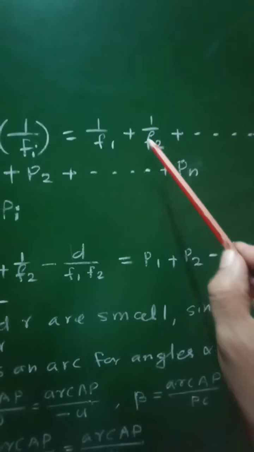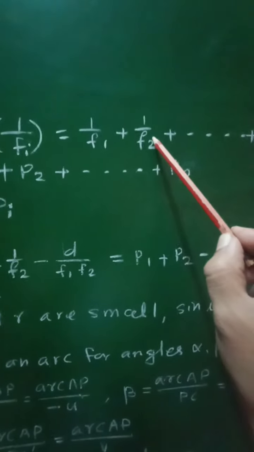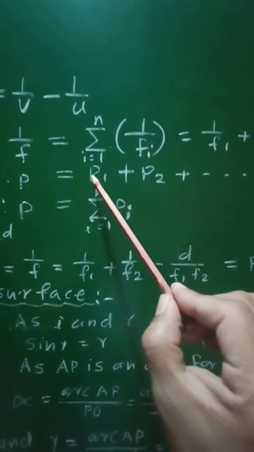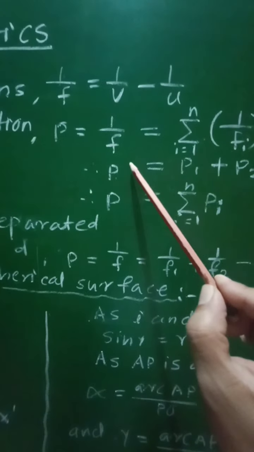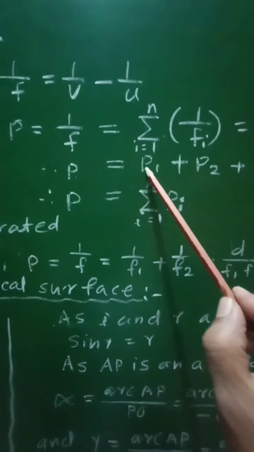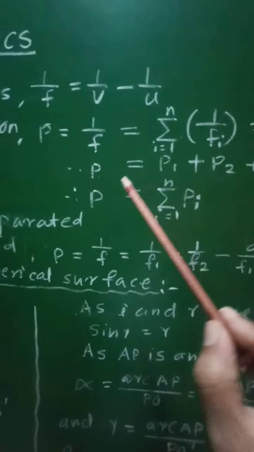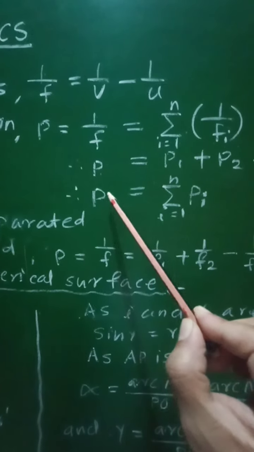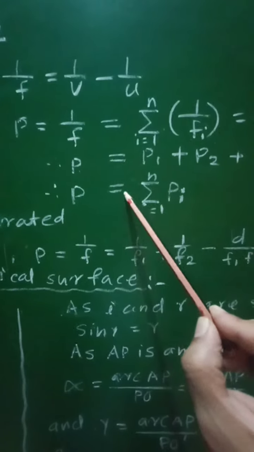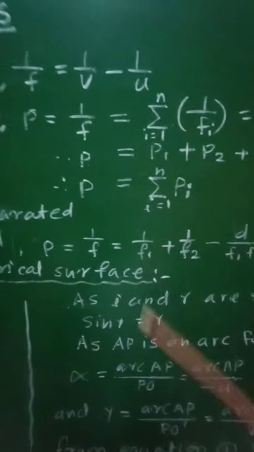And therefore the focal power P will be equal to 1 by f1 plus 1 by f2. Since 1 by f is equal to P, this will represent P1, this will be P2, and therefore P1 plus P2 plus Pn. That is, the focal power of the combination of the lenses will be equal to the sum of their individual focal powers. In short, we can write the focal power of the combination of the lenses P will be equal to the summation i equal to 1 to n of Pi.